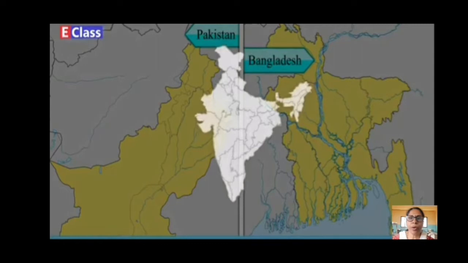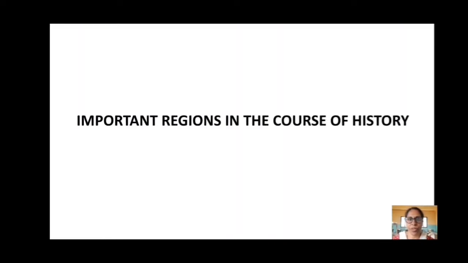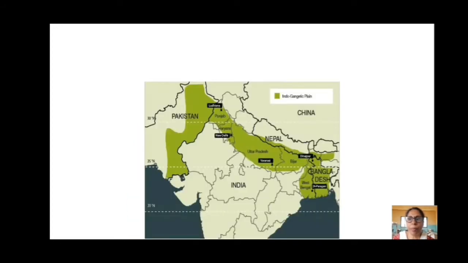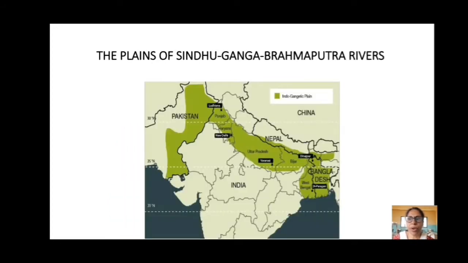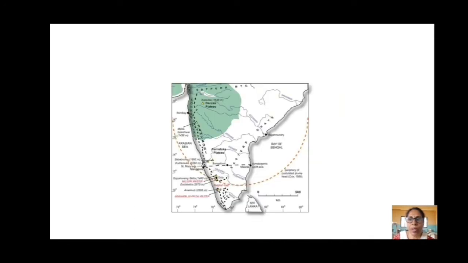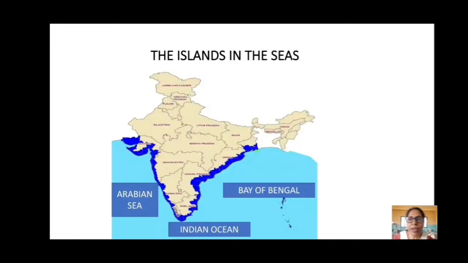When we look at the course of the Indian history, the following regions are important. The Himalayas, the plains of Sindhu, Ganga, Brahmaputra rivers, the Thar Desert, the Deccan Plateau, the coastal regions, and the islands in the sea. Let us study these regions one by one.